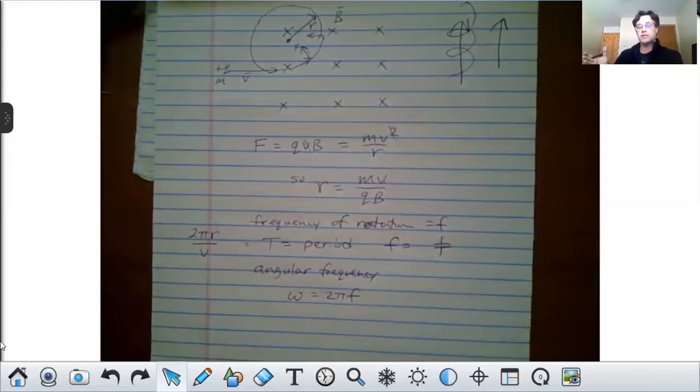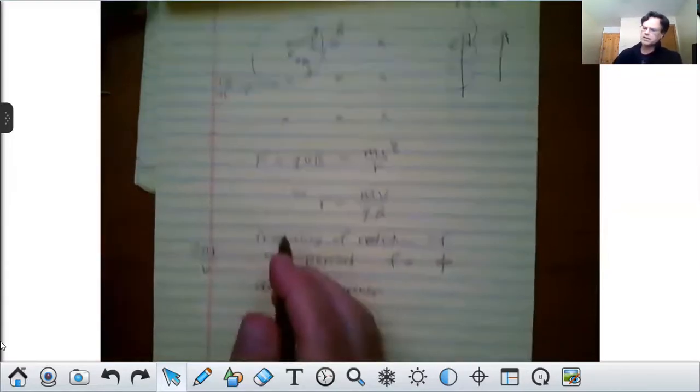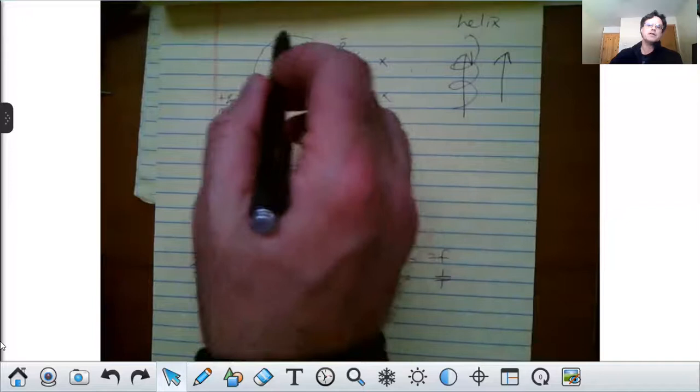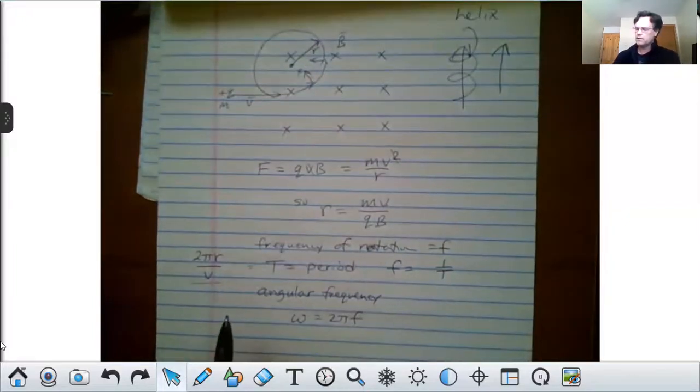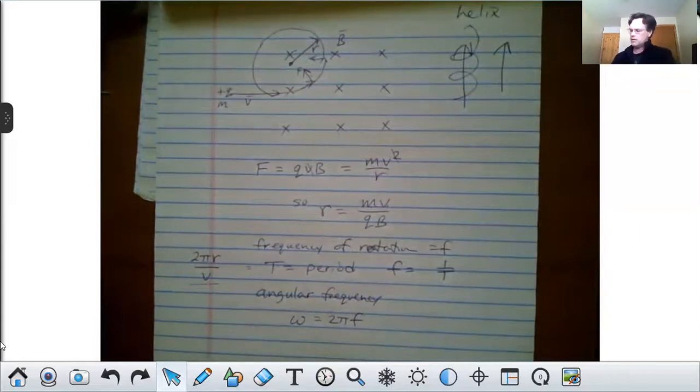Now the speed isn't changing, right? It's going at a constant speed, like it does in a centripetal force problem. So here's my period. My frequency is 1 over that. So I can write, for my angular frequency, 2 pi times v over 2 pi r.